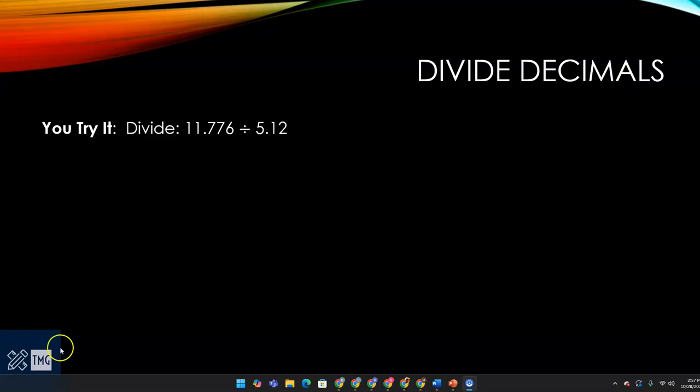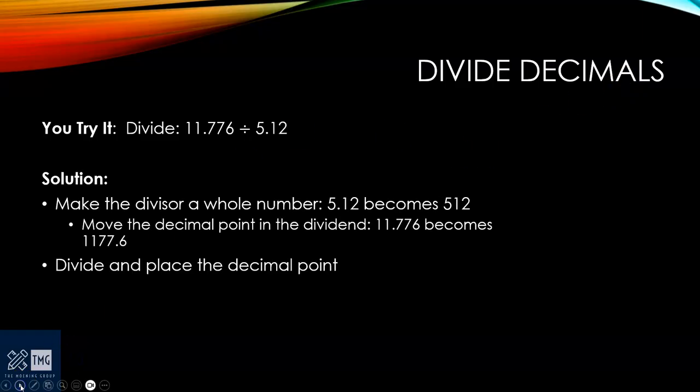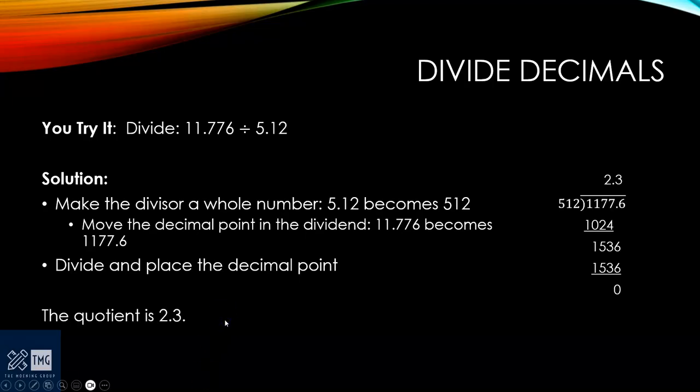So let's just review our steps. We wanted to make that 5.12 a whole number, so it becomes 512. And because I moved that decimal 2 places on the outside, I moved it 2 places on the inside to end up with 1,177.6. I divided, placed the decimal point straight up, and I end up with a quotient of 2.3. And there's dividing decimals without a calculator.